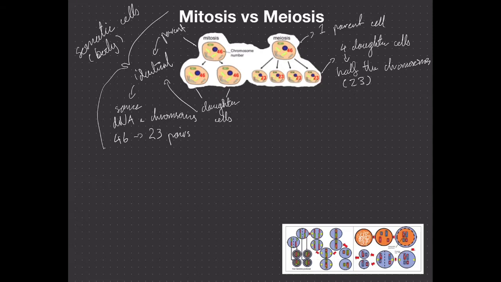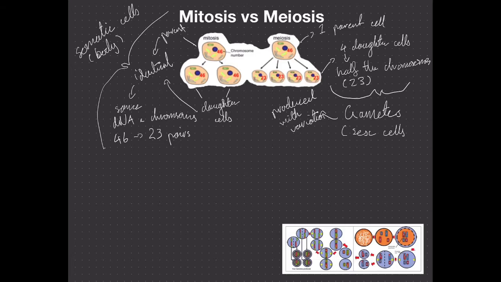Meiosis isn't producing somatic cells. It is not producing body cells. It's producing sex cells, or what we refer to as gametes. Meiosis here produces these gametes with variation. They don't just produce the same 4 gametes.